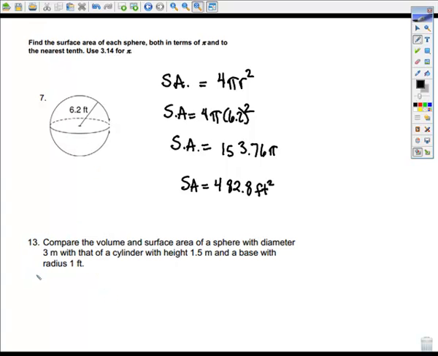Okay, finally, problem 13. Compare the volume and surface area of a sphere with diameter 3 meters with that of a cylinder with a height of 1.5 meters and a base with radius 1 foot.